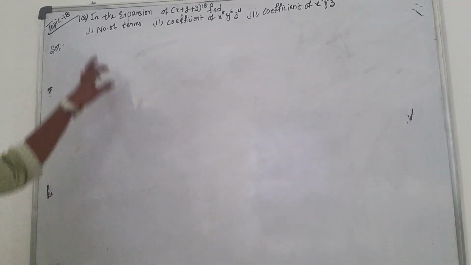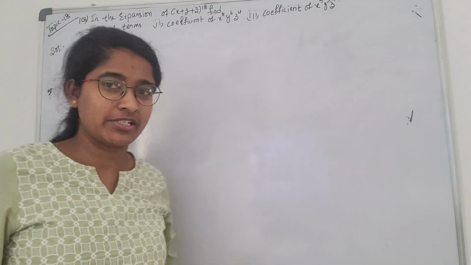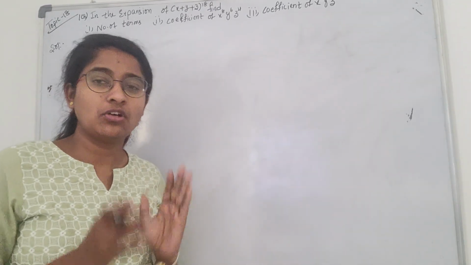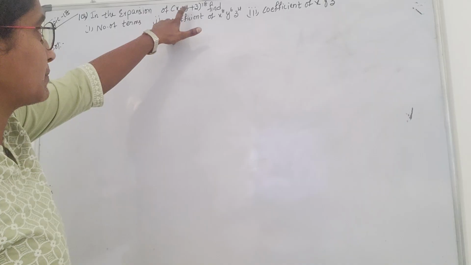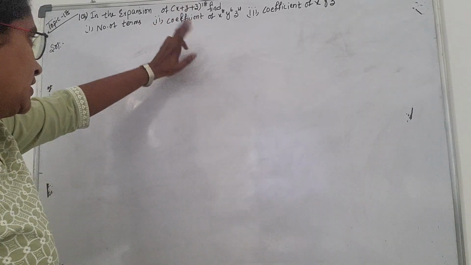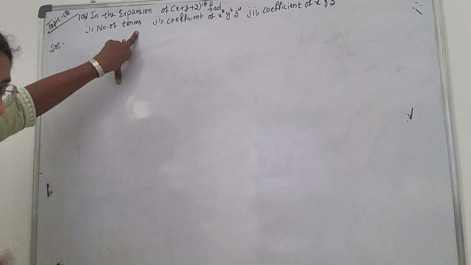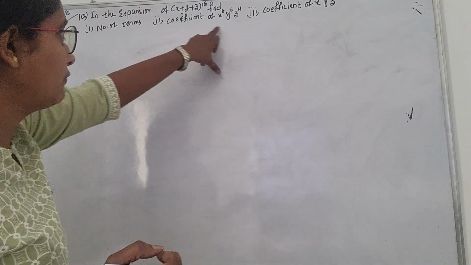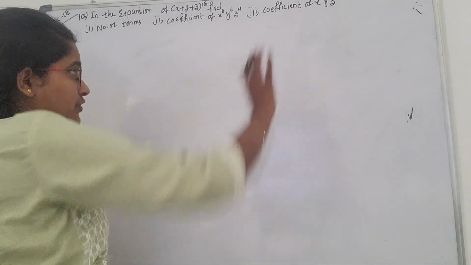So here is a question: in the expansion... We are seeing a new kind of question, right? Till now we saw only two terms in the brackets, but here we are seeing (x + y + z) to the power of 18. In this we need to find the number of terms. So we know the formula, we can apply it, and the coefficients of this we discussed already.